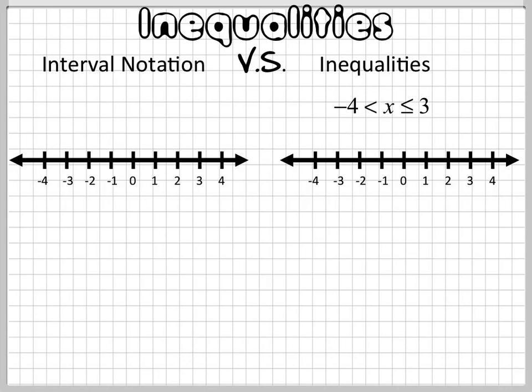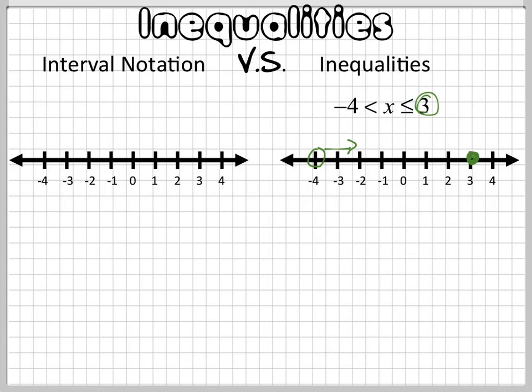Yes, that's right. So we have -4. It cannot equal -4. It can equal 3 because of the equal to sign right there. And it says x is greater than -4. You see, I read it backwards. This is a less than sign, but because I'm reading it x and to the left, it says x is greater than -4. So I've got to point an arrow to the right.